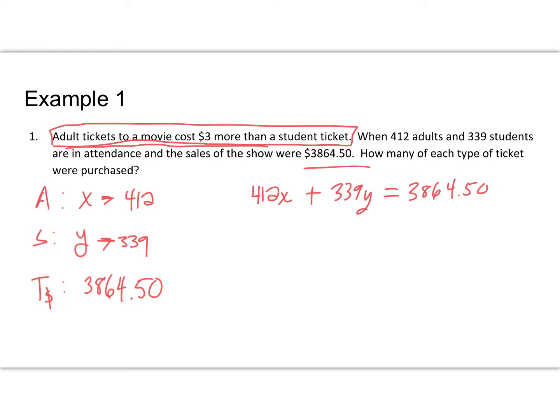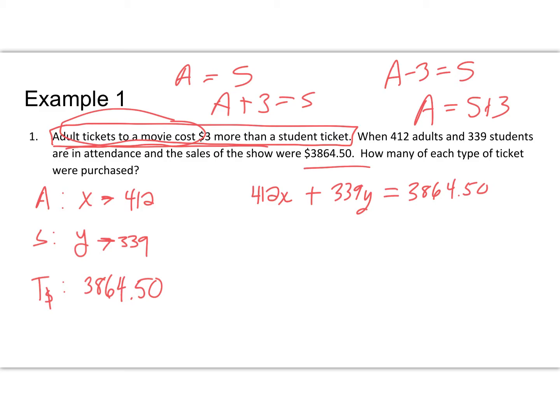So at this point, we've got to deal with this. Now this is where the tricky part lies. We need to make these two values, the adults and the students, the same. But I know adults are $3 more, so most students think to do this: A plus 3 is equal to S. But that's not the case here. I got a little ahead of myself, sorry about that. Okay, so we're going to make these balanced, because most students think it should be this, but it's not.